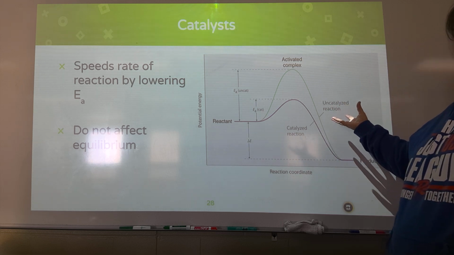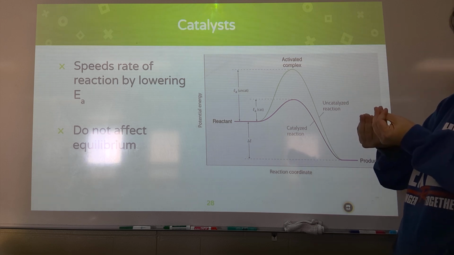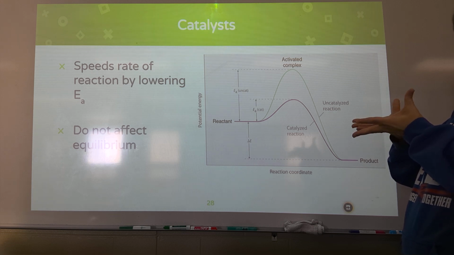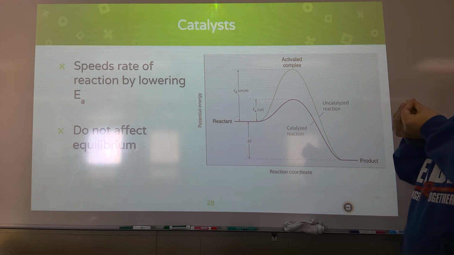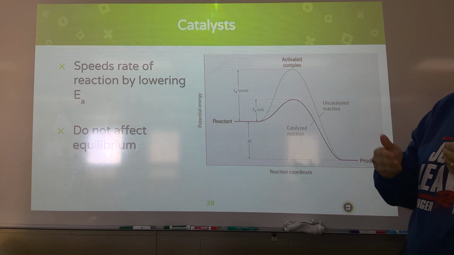Generally, what catalysts do is they'll grab onto the reactants and bring them close to each other so that they can react with each other. And then once they've reacted, the catalyst lets them go, and it keeps doing that. So a catalyst can cause the reaction to proceed at a much faster rate.